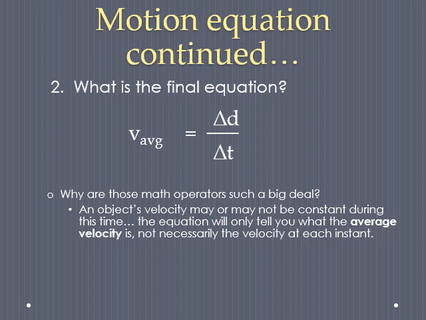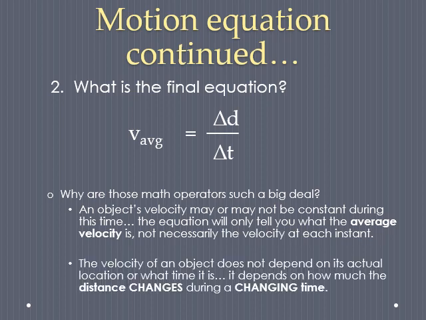The average part, the v-average part, tells me that during an object's motion, its velocity is probably not going to be exactly the same the entire time. Like if you drive to Salem, you're not going to be going the same speed the entire trip. All this equation is going to tell you is what is my average speed during that time interval, not what is the actual velocity of the car at any moment.